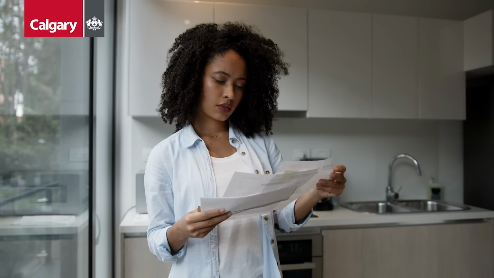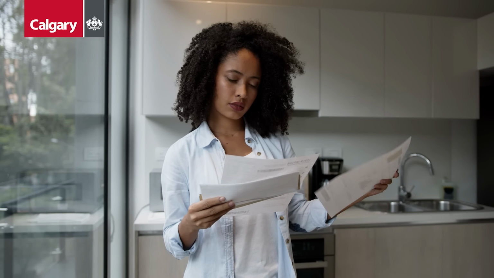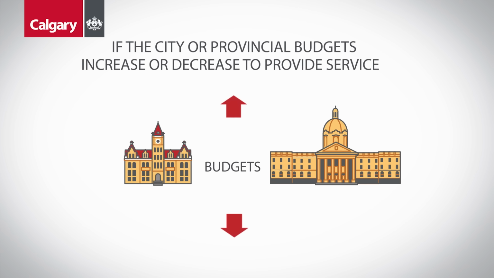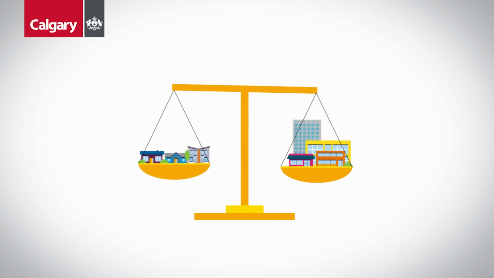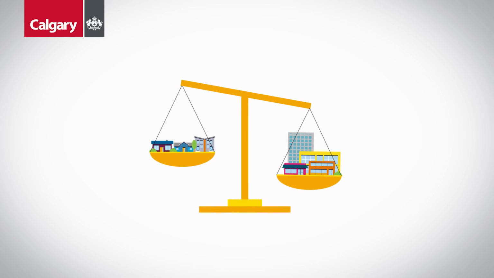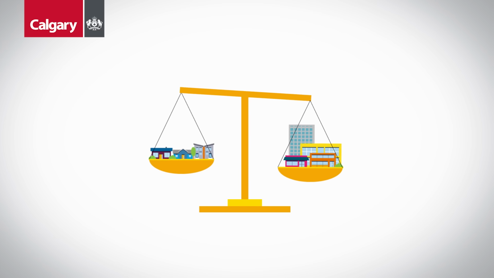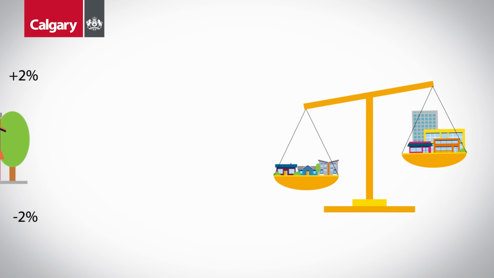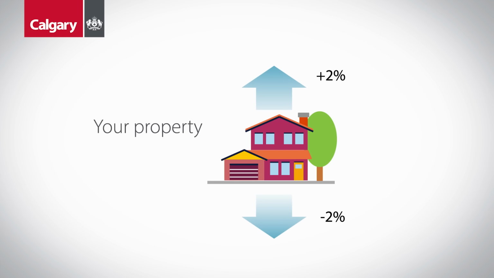Your property tax bill can change from year to year for a few reasons. If the city or provincial budgets increase or decrease to provide services. If City Council changes how municipal property tax is divided between residential and non-residential property classes. Or your property's value increases or decreases more than the overall market change of your property class.